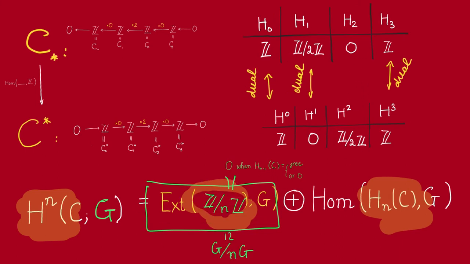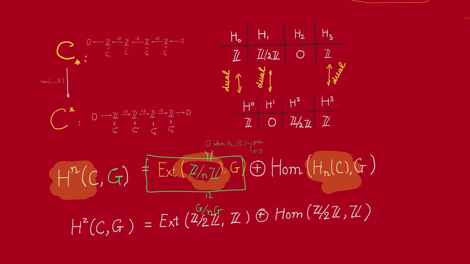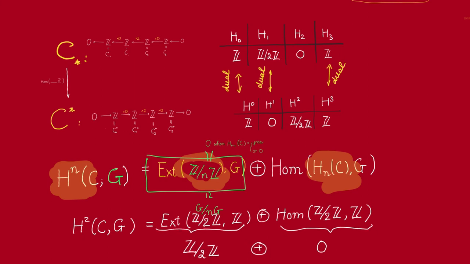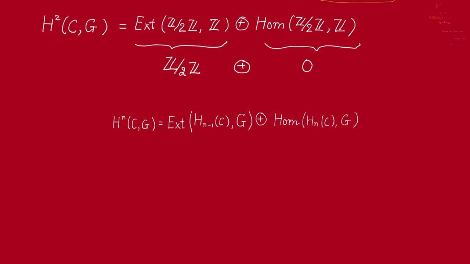Now it turns out that in general, Ext(Z/nZ, G) is going to be isomorphic to G/nG. Using that, we see that the cohomology group in degree 2 is just going to be Z/2Z direct sum with 0. And that's why it's Z/2Z in degree 2.